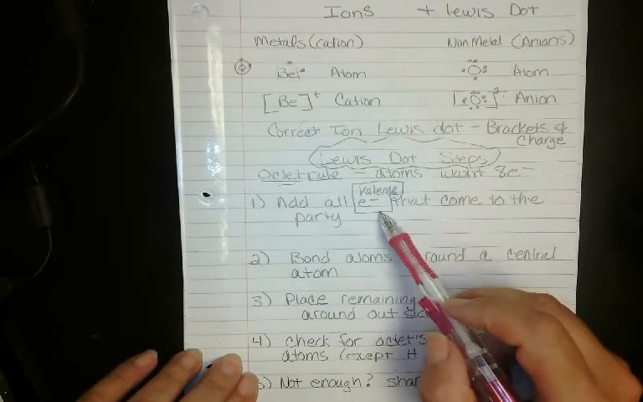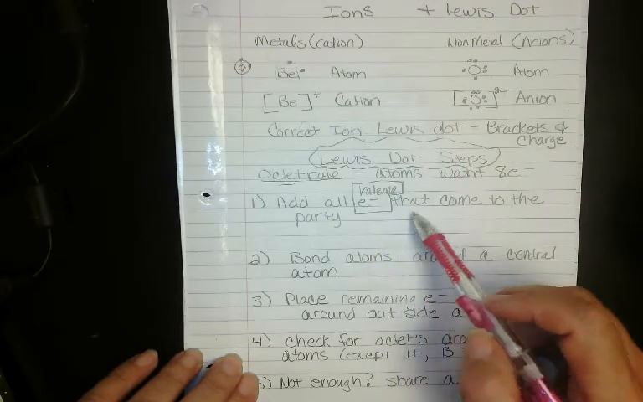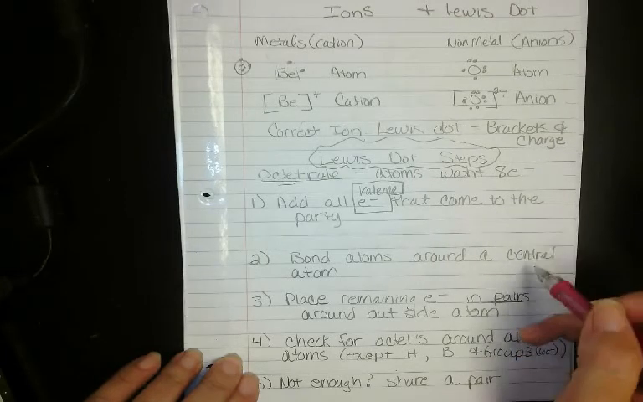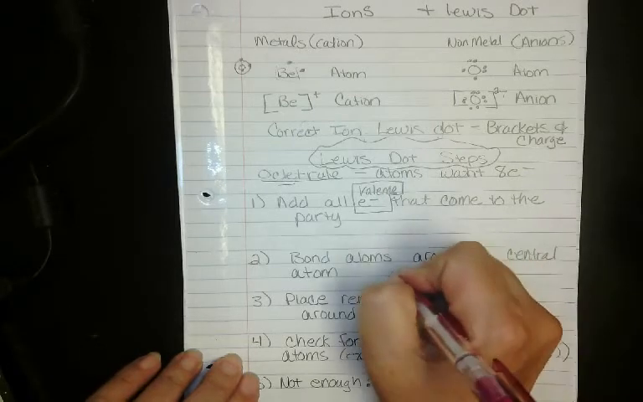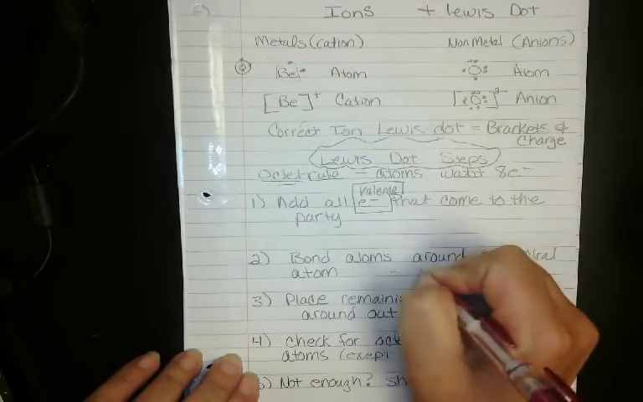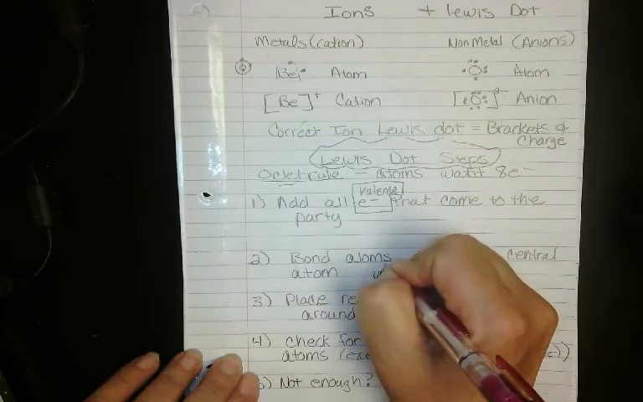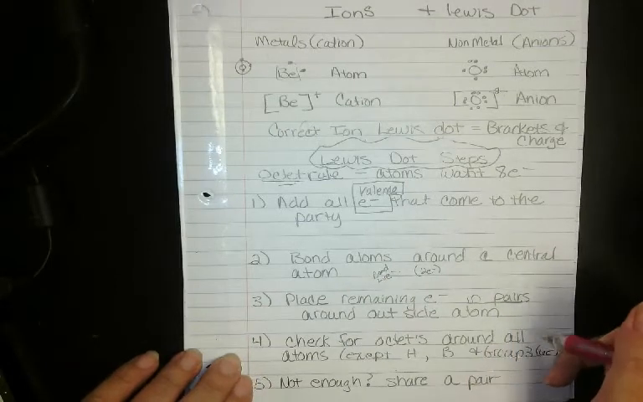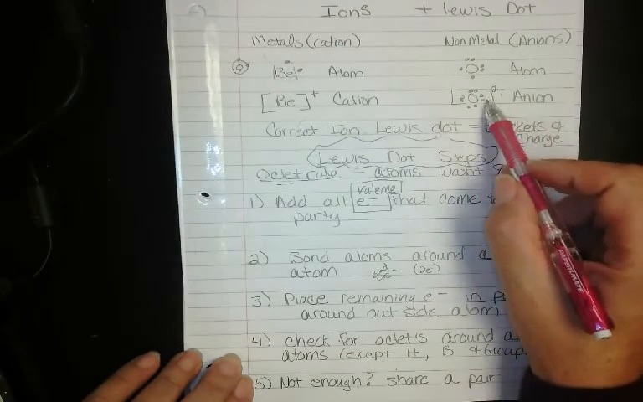Okay, so you're going to add. When we start doing bonds with multiple atoms, you need to add up all the electrons that come to the party. That's the electrons for every atom. Then you're going to bond the atoms around a central atom using a line. Okay, this line that you're going to use to bond is 2 electrons. That's our bond line. And we're going to place remaining electrons in pairs. Check for octet rule, so everything should have 8 around an atom. See, this has 8 for our ion, okay?